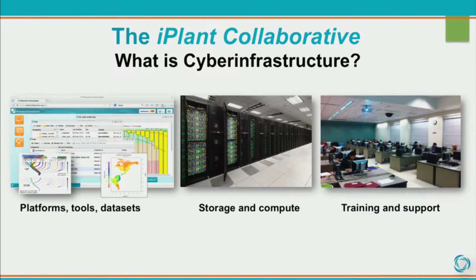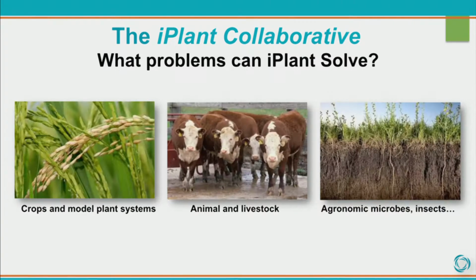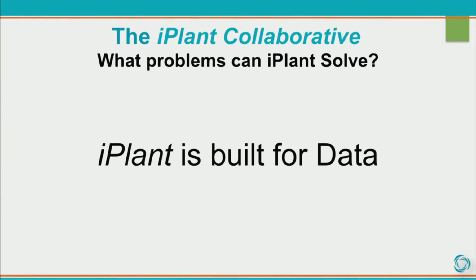So the next question that we have to ask is, what kinds of problems can iPlant solve? Well, as you might infer from the name, we certainly work with crops, model plant systems, non-model plants, but we have users in all domains of life science. So animals, livestock, agronomic microbes, insects, really iPlant is built for data. So any type of life science project that you're working with, the data aspects of it you can find various solutions to in iPlant.